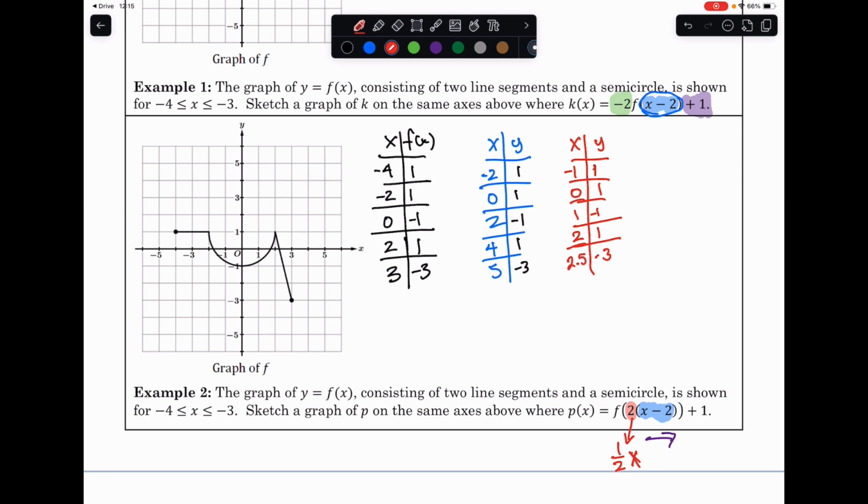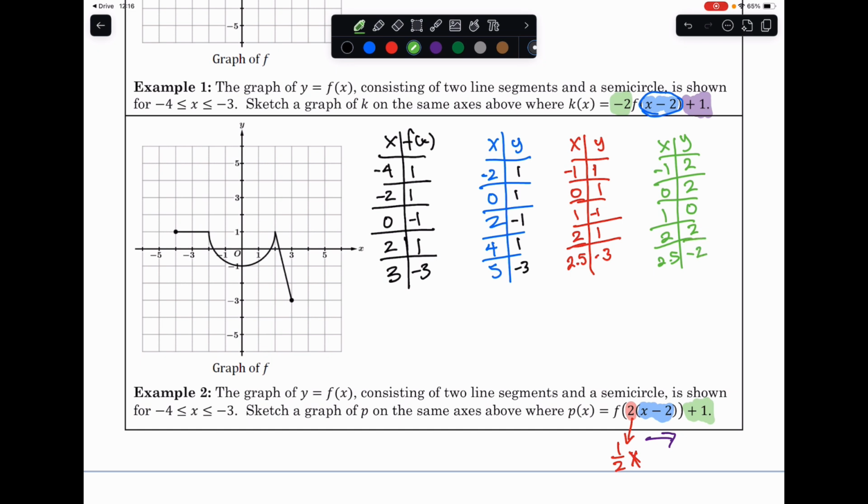And then finally, the last transformation I have is on the outside. So that's plus 1, and that's going to affect the y coordinates by adding 1 to all those current y coordinates I have from the red table. So my x's are not going to change, but my y values are now going to be one unit higher. So 2, 2, 0, 2, and negative 2.